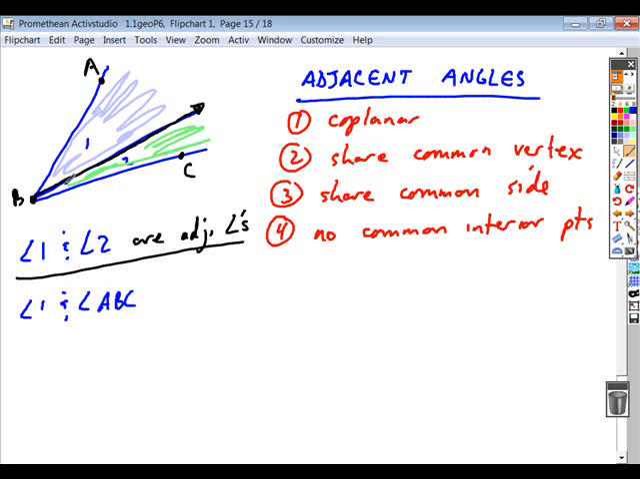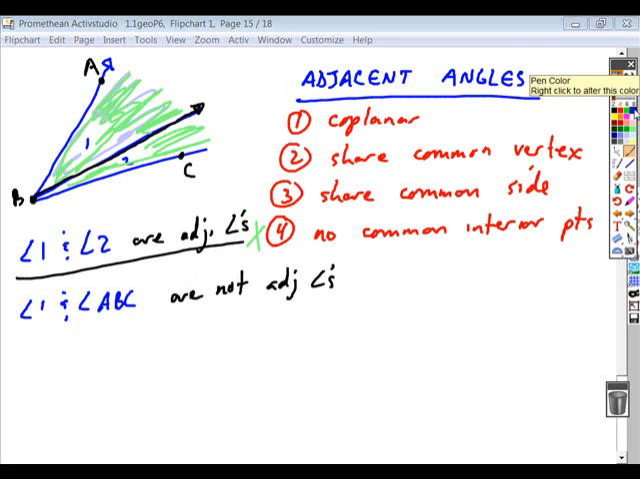Well, they are coplanar. They exist on that same flat surface plane. They share a common vertex, B. They share a common side, side AB, or ray BA. But they do have common interior points. Angle 1 is this gray shaded region. Angle ABC would have this whole region. Are there any overlapping points in the interiors? Yes, so that one would not be meeting this fourth condition. So angles 1 and ABC are not adjacent angles.